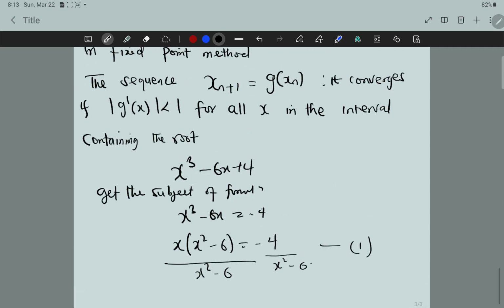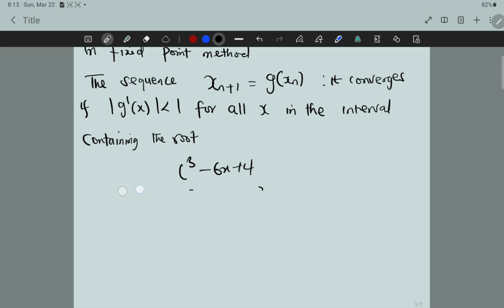So after getting the subject of formula in the fixed point method, here are the steps. Number 1, you get the subject of formulas available. Number 2, you differentiate the subject of formulas that are available. Number 3, you check which of these derivatives, if I input the value, is going to be less than 1. You understand? Then you pick that particular subject of formula whose derivative is less than 1, and you continue from there. But don't worry, we're going to look at the question very soon.